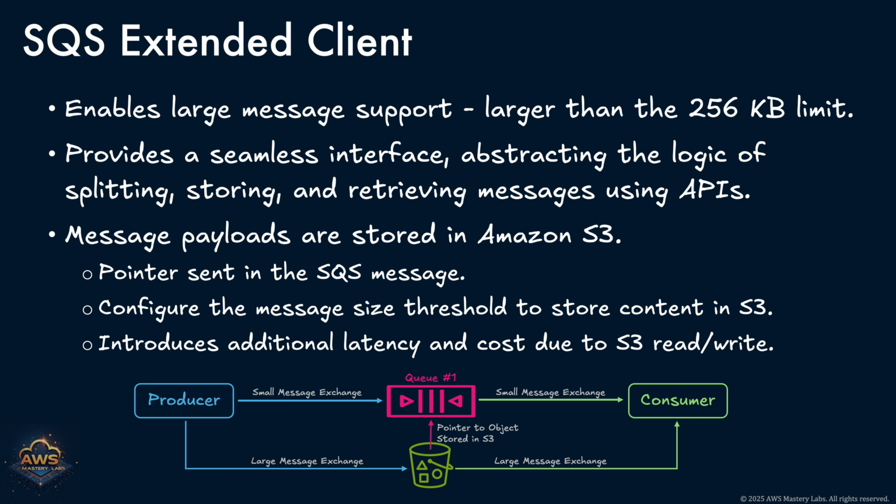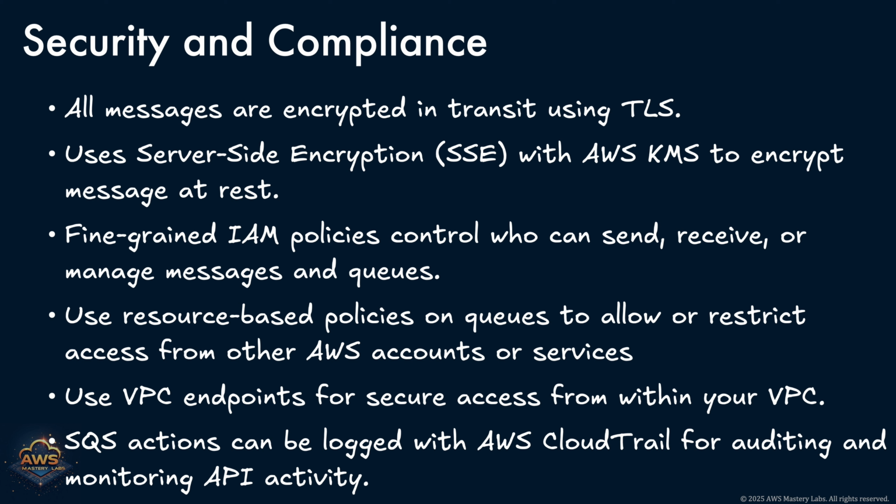Access control is enforced through AWS Identity and Access Management, or IAM. With IAM, you can apply fine-grained policies that govern who can send, receive, or manage messages. This enforces the principle of least privilege and ensures only authorized users and services interact with your queues. For secure connectivity, you can use VPC endpoints powered by AWS PrivateLink. This allows your applications inside a virtual private cloud to connect to SQS without traversing the public internet, reducing exposure and enhancing network-level security.